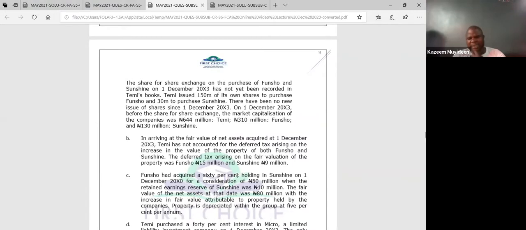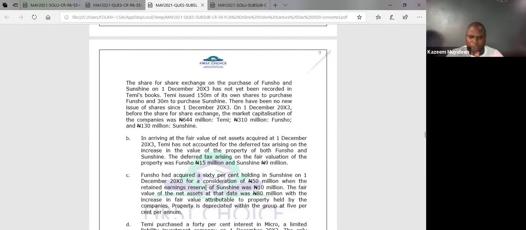Funsho had acquired 60% holding. Funsho has acquired 60% holding. Oh, with this one now, they say Funsho had acquired 60% holding in Sunshine on 1st December 2000 for a consideration of 50 million. But this was acquired in 2003. That means both Funsho and Sunshine became a subsidiary in 2003.